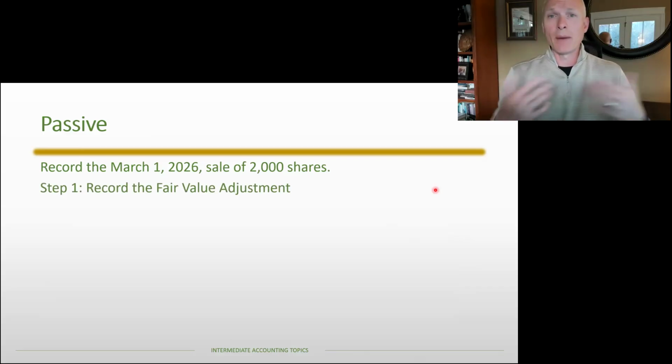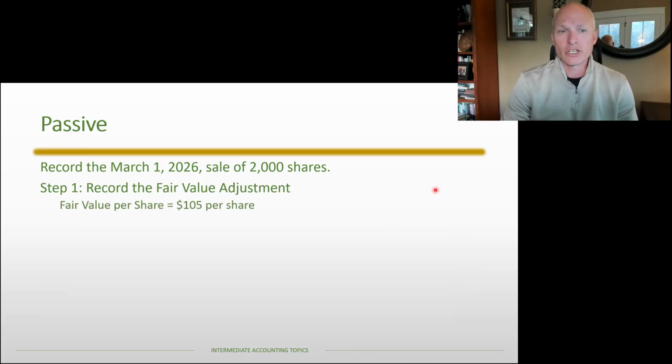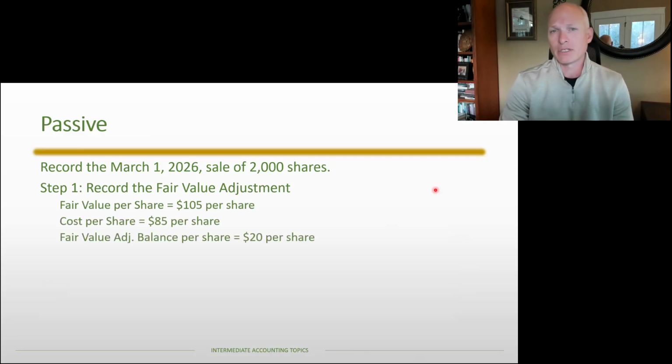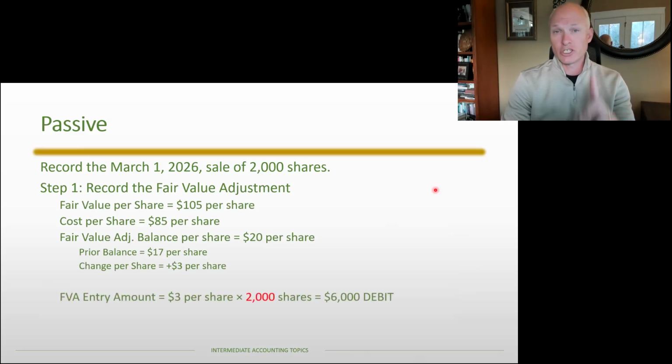Step one, we do an update by making a fair value adjustment. At the time of the sale, the fair value per share was $105 per share. We're going to compare that to the cost, which tells us an updated balance. That updated balance is $20 per share. We compare that to the prior balance of $17, which means the change is an increase of $3 per share. We apply that just to the 2,000 shares that I'm selling. Just to be clear, we only apply this to the shares that we're selling.